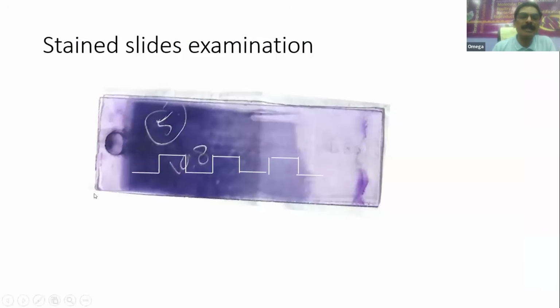Like this, in a zigzag manner, we can start from here. Again, just shift the focus, go to here, and again in a zigzag manner we have to examine the slide, from top to bottom, or bottom to top, like that. We have to go for the blood smear examination.